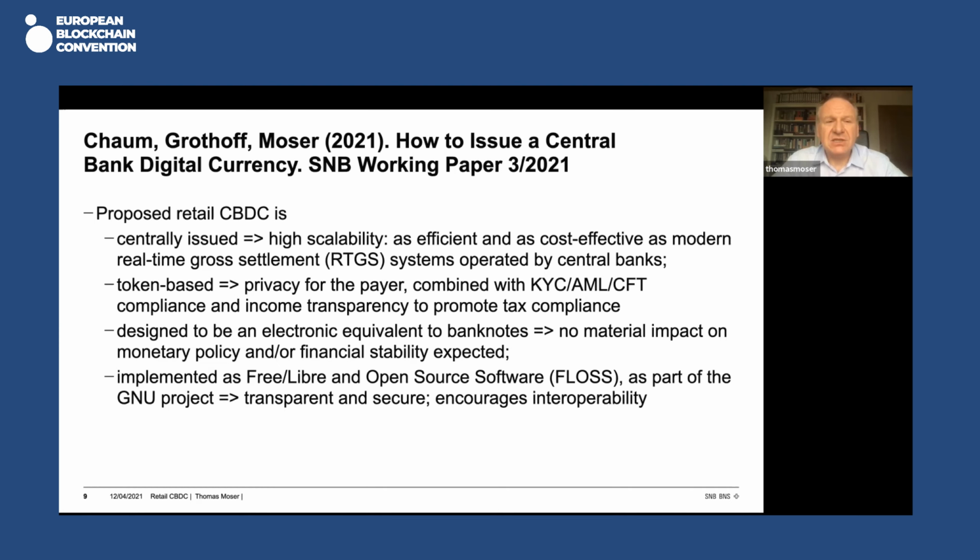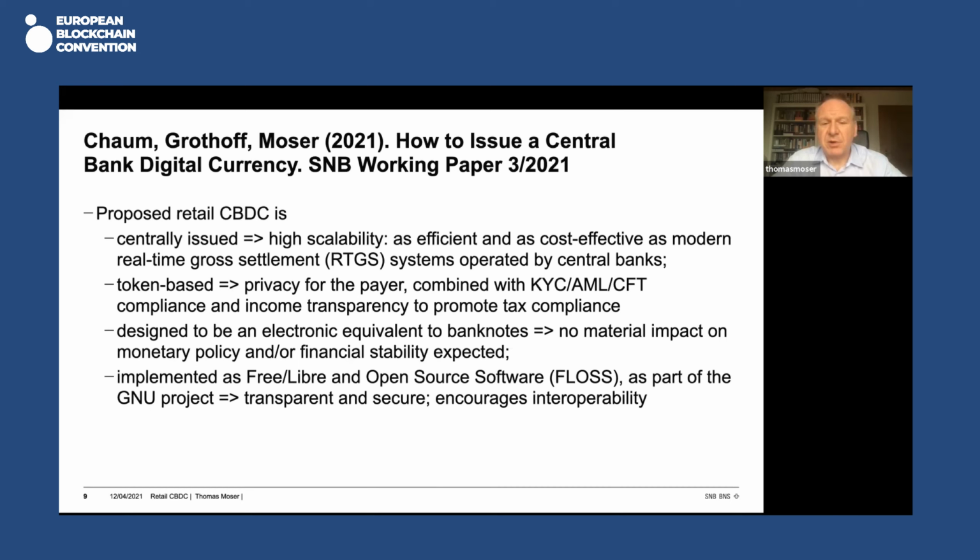So what are the features of that proposal? First of all, it's centrally issued, so there is no DLT involved. What you gain with that is very high scalability and very high cost efficiency. In the trials that we did, you can make several 10,000s of transactions per second, and each transaction costs I think somewhere around 0.00001 cent. So extremely cost effective, extremely scalable. Second, it's token-based, which allows you to provide guaranteed privacy for the payer. So it's not promised privacy, it's guaranteed through cryptography. But with the architecture that we propose, combined with KYC, AML, CFT compliance, and income transparency to promote tax compliance. I'll show you that in a second.